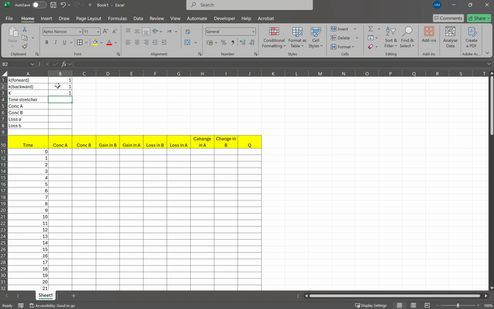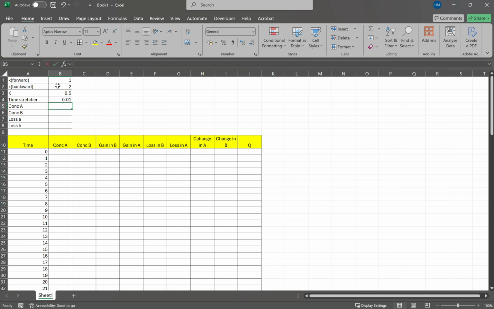Just check that. So if I put 2 in there, that changes to a half. Okay, that's fine. Let's leave that as 2 actually. Time stretcher, right? This is basically just a little number that is going to stretch our graphs in the x direction. It's just a little bit of a fudge factor.